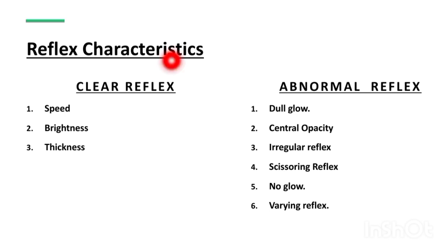Okay, so the clear reflex has three characteristics: the speed, brightness, and thickness. As I have already explained to you, the closer you get to neutrality, the thickness will increase, the brightness will increase, and the speed will increase. The farther you are from neutrality, the speed, brightness, and thickness all decrease. And in case of abnormal reflex, there are six types: dull glow, central opacity, regular reflex, ring reflex, no glow, and the varying reflex.